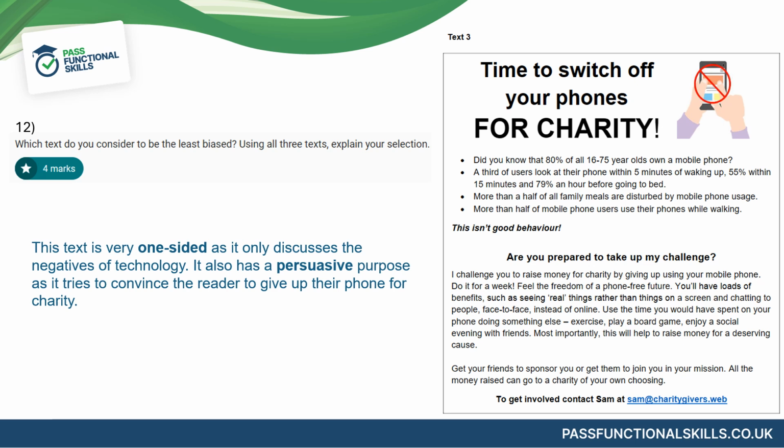So finally, text 3 should be fairly easy. We know that this is a persuasive text, and persuasive texts are always biased because they're trying to convince the reader to do something. So here, time to switch off your phones for charity. This is what they're trying to convince the reader to do. The text is very negative towards mobile phones, so we've got lots of facts that are all one-sided facts about technology and mobile phones as well.